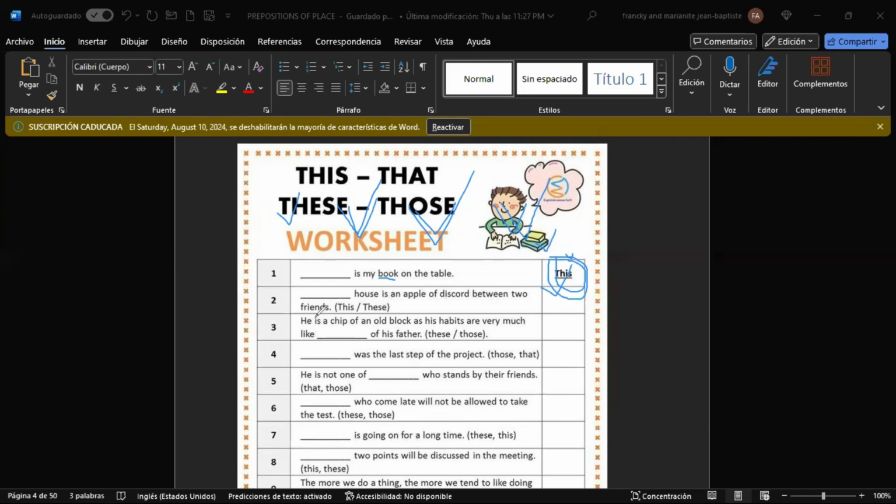Hello, yes, tell me where is the noun they are talking about in the second sentence? They say house is an apple of discord between two friends. What are they talking about? Where is the noun? Please tell me.